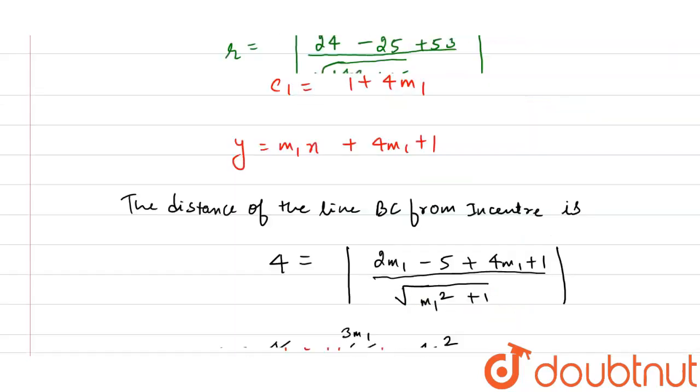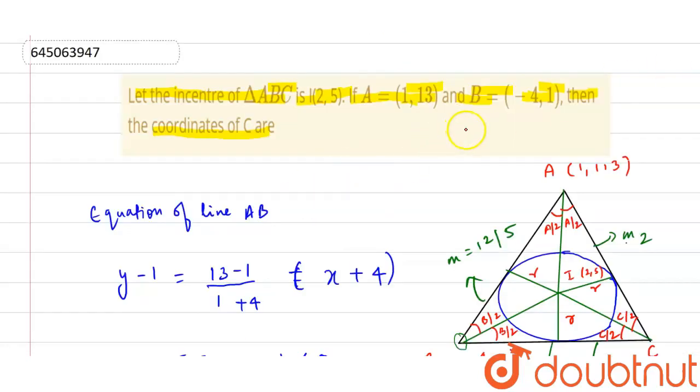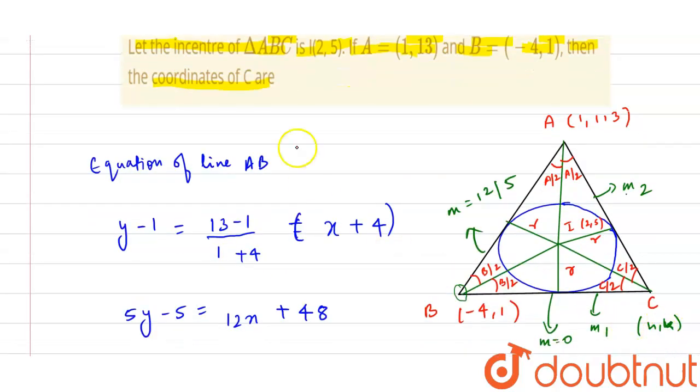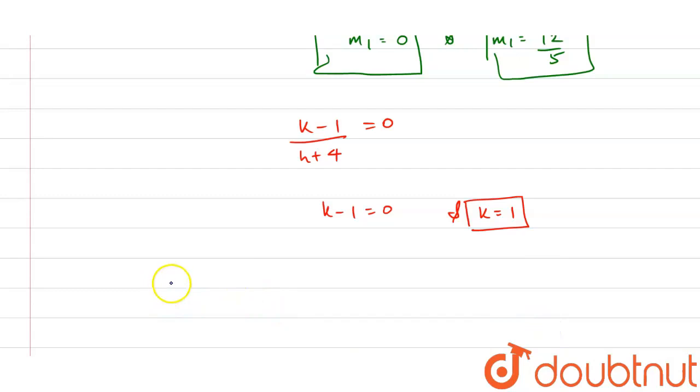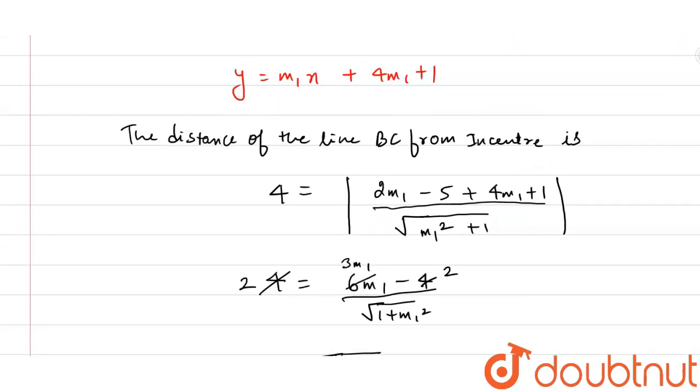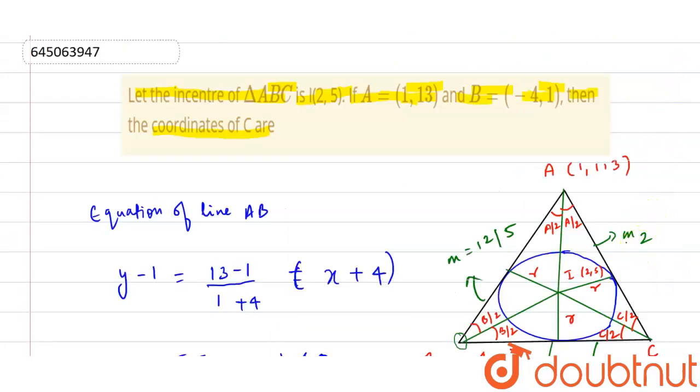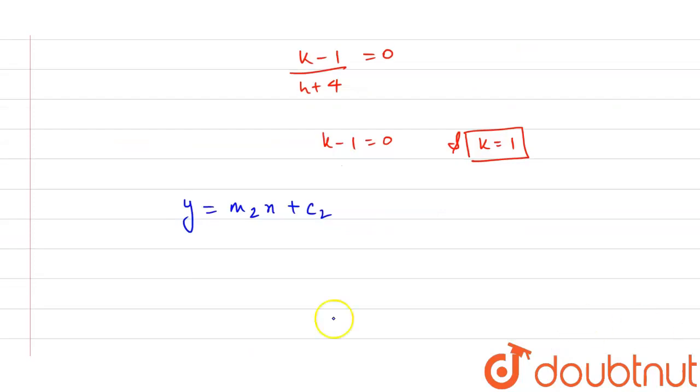Now from the options, we can clearly say that the value of k equal to 1, and to find the h coordinate, we get the value of A is 1 comma 13. So now we can write this equation as y equals m2x plus c2, because we have taken the slope as m2. Now the A coordinate is 1 comma 13.